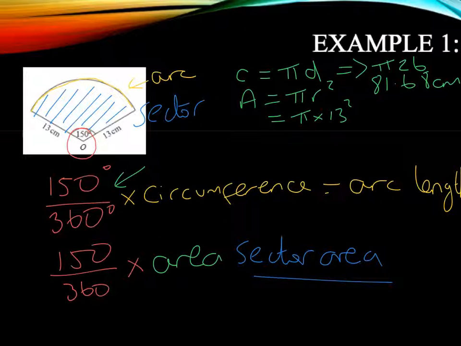So let's work out the area as well. So I've got this, which gives me 530.929, so on and so on, that's centimetres squared.